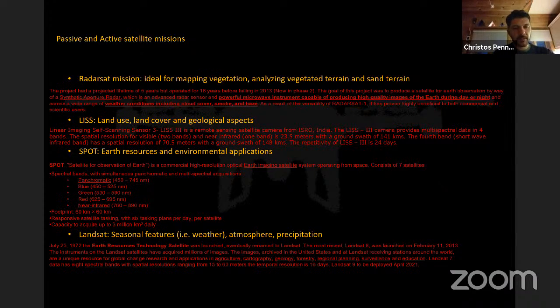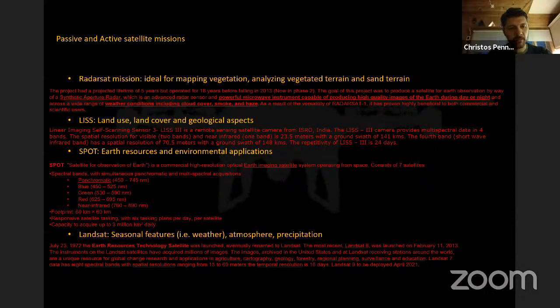agency. It stands for Satellite for Observation of Earth. SPOT is the abbreviation in French. It's a commercial high-resolution optical Earth imaging satellite system operating, of course, from space since it is in orbit. It consists of 7 satellites. It has spectral bands with simultaneous panchromatic and multispectral acquisition.